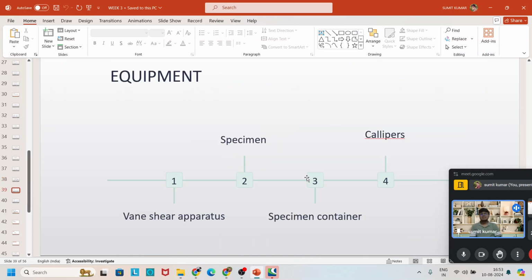So with the help of that interrelation, the sensitivity can also be calculated by the experiment. Now we say what equipment is required for the calculation of shear strength in the vane shear test. First of all, the vane shear apparatus is required. After that, the specimen, the soil sample in which the vane needs to be implanted for providing a rotation, and then the specimen container, the container in which the specimen will be placed if it is not performed in the field, and the calipers are also needed.